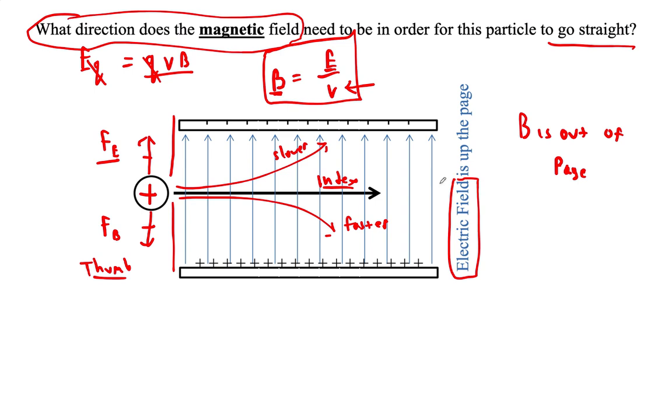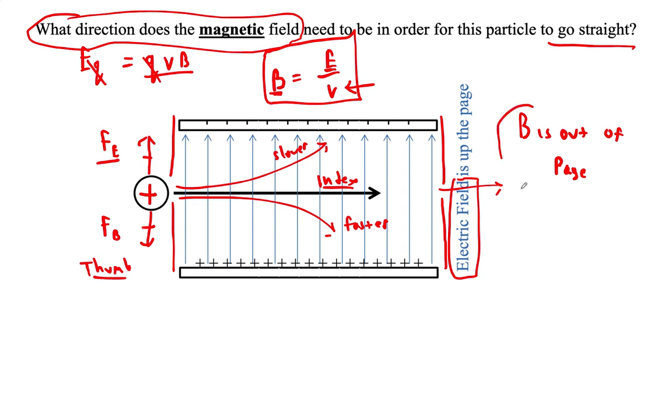But if it's got the same velocity and you put a hole straight across like that, only the ones with that particular velocity can get through this little crossed fields region. So it becomes a way to select particles that have a particular velocity. And we use this for mass spectrometers and other things that I'd have to go to more school to learn about. But anyway, now let's look at the situation.